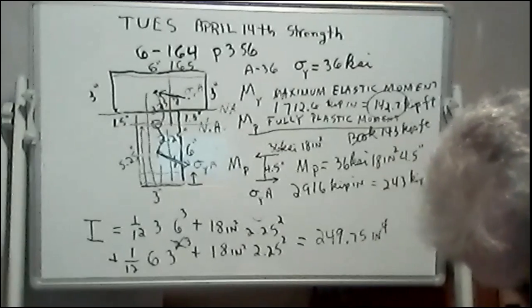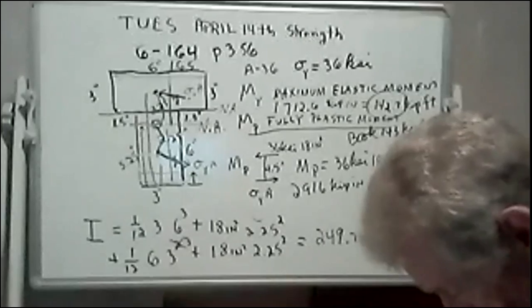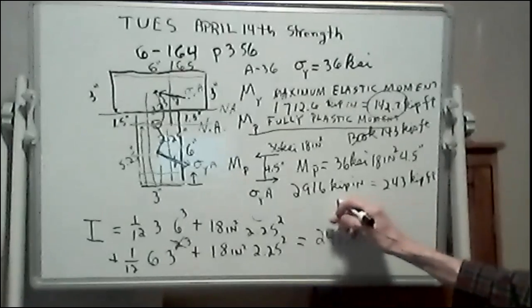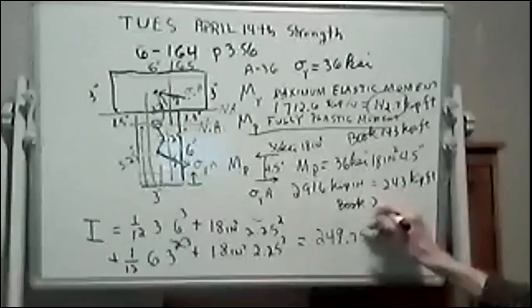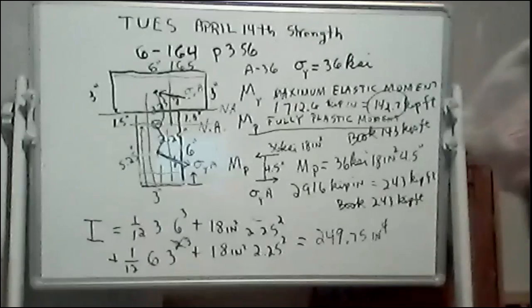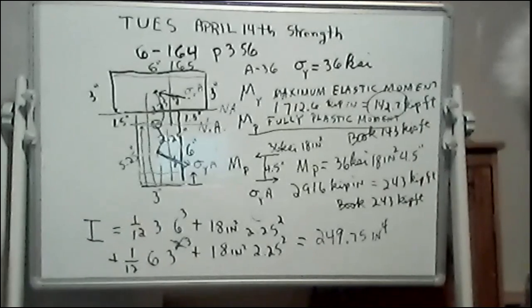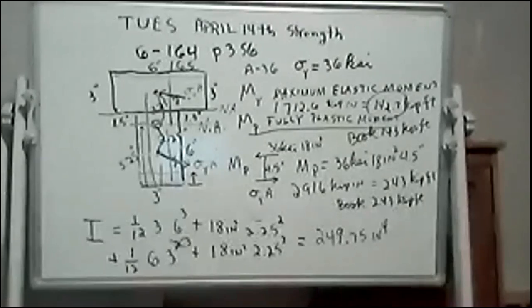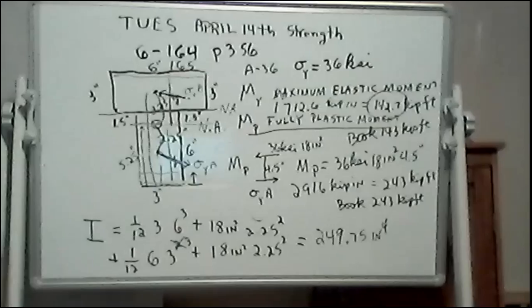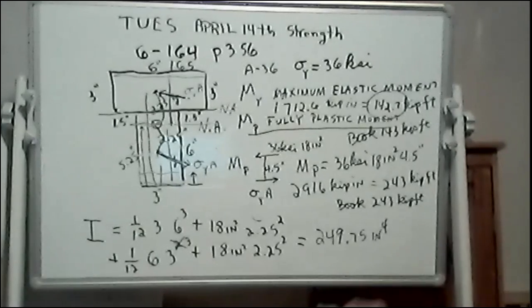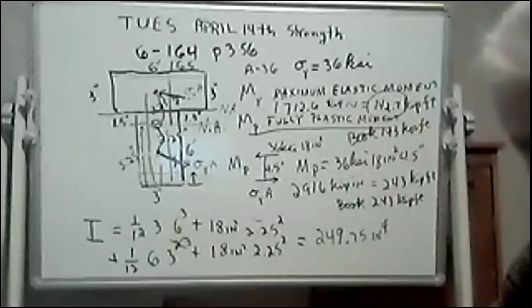What's different about them? Not much. 6-165, you got 143 kip feet. Now the fully plastic moment, they got 243 kip feet. Hey, the book got 243 kip feet. We got what the book got. Now I'll show you some more fun things about this problem, but first, did you have any comment or question? Anybody? Well, nobody said anything, so I guess you're all right.